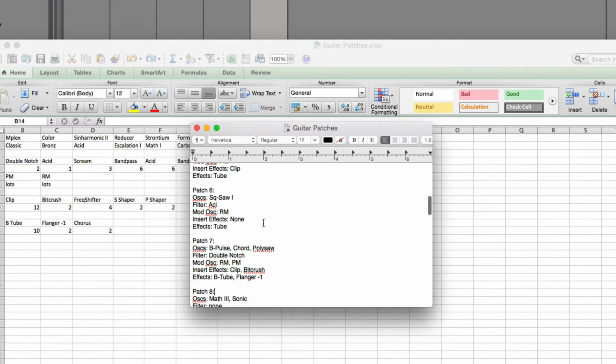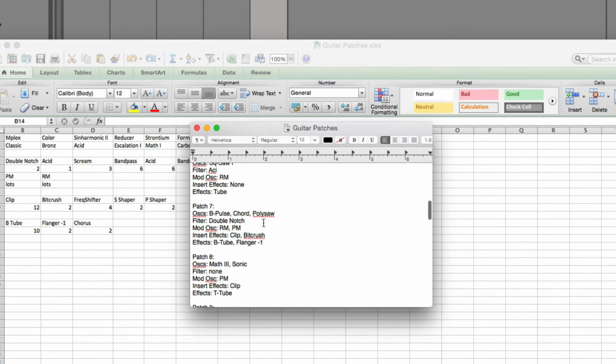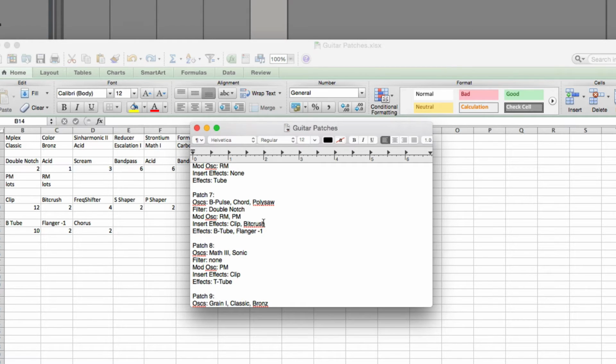Patch 6, we had OSTs on the square saw 1, acid on the filter, ring modulation on the Mod OSC, and no insert effects, and then we had tube on the main effects. Patch 7, we had, I think it's bass pulse, chord, and polysaw for the OSCs, double notch for the filter, and ring modulation and phase modulation on the Mod OSC, clipping and bit crushing on the insert effect, B-tube, Bronner tube on the effect, and then flanger -1.